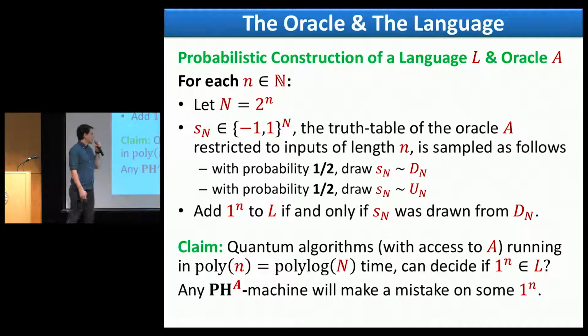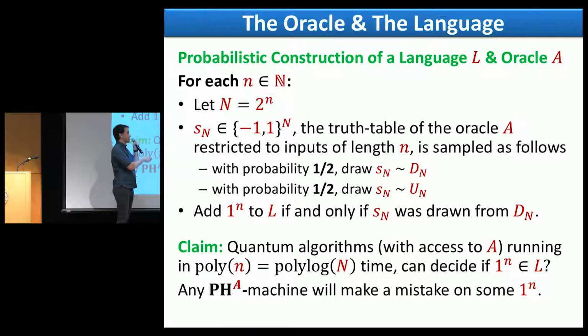And then the claim is that a quantum algorithm can decide whether or not 1 to the n is in L. How can he do that? He would just run the distinguishing algorithm. He has oracle access to this string. So we just run his algorithm distinguishing between these two distributions. And he can tell in time polylog of capital N whether we are in this case or in that case. Polylog of capital N is really poly of n, so this would be polynomial time.